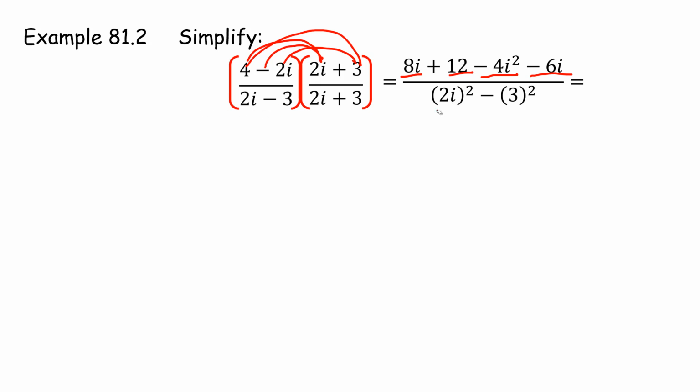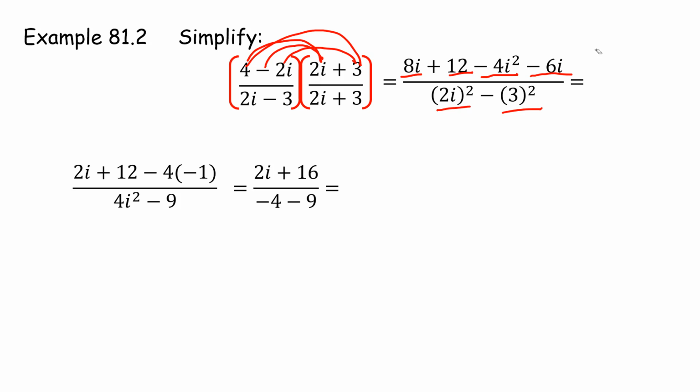So you're going to have the first thing squared, 2i squared, minus the second thing squared. And so when you do that out, you're going to have 2i on top because you have 8i minus 6i, so that's 2i. And then you've got a 12, and then you have minus 4i squared, which is minus 4 times i squared, which is negative 1. And then on the bottom, you have 4i squared minus 9.